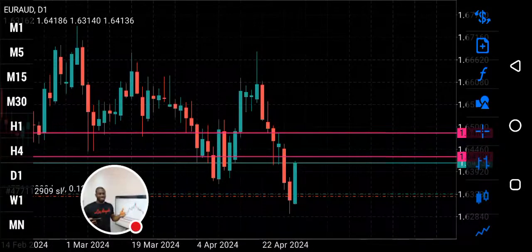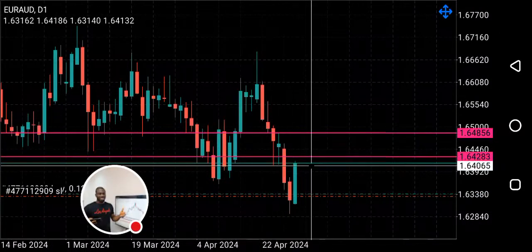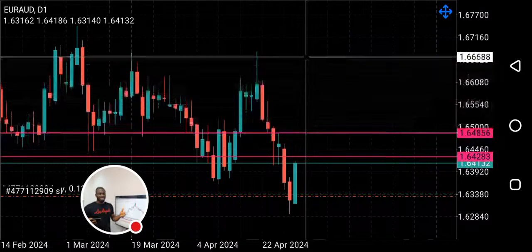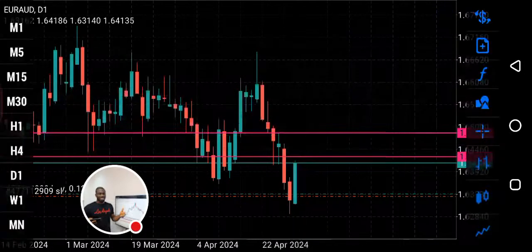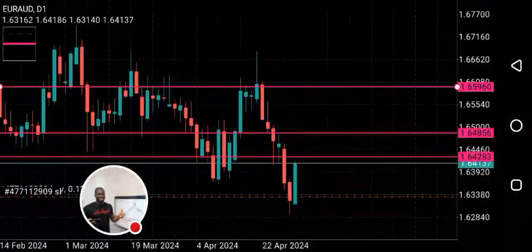My expectation is I'm hoping Euro Aussie will hit this previous high. I think Euro Aussie will hit this high.